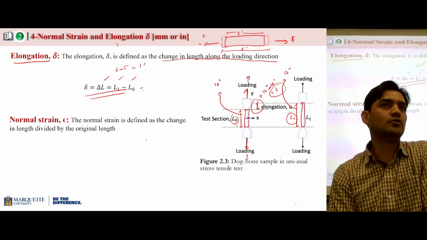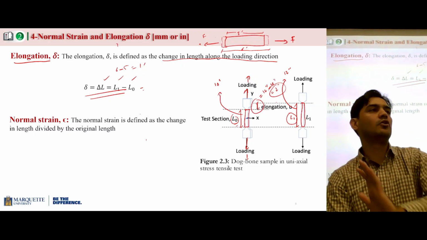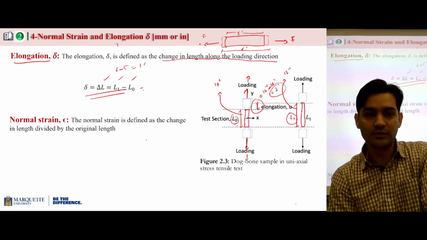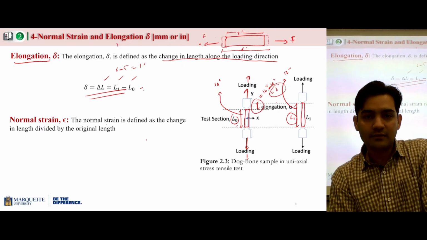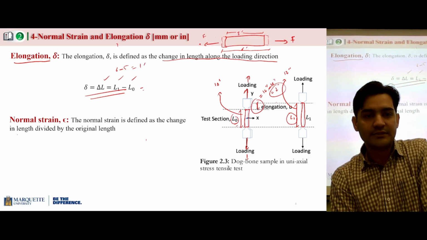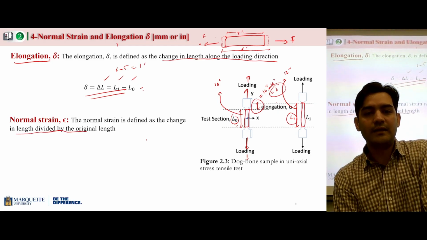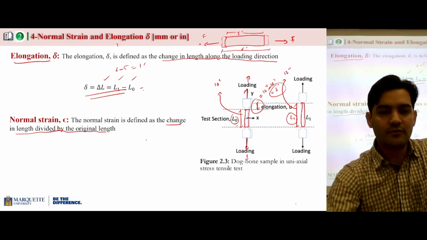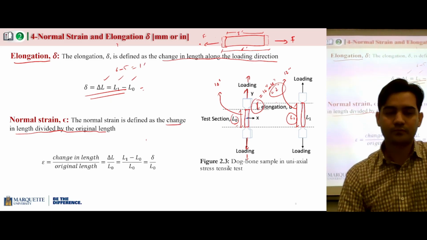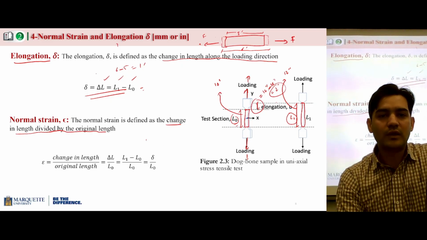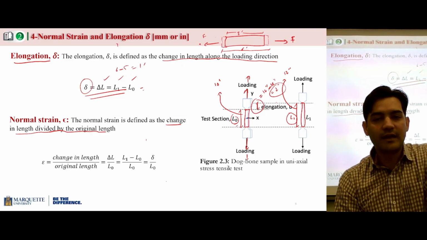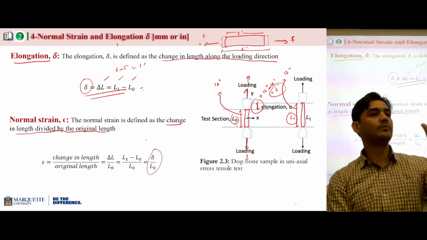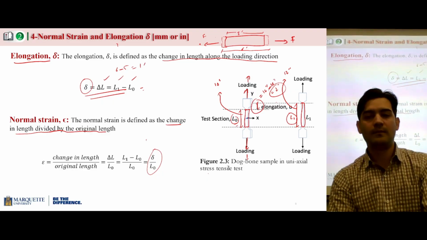And strain is also a super important concept like stresses. We're going to be talking about stresses and strains all the time during this entire course. So strain is defined as change in length divided by the original length. And that's the formula for strain. So we know how to calculate the elongation. So if you divide the elongation with the original length, then the term you get is called strain.